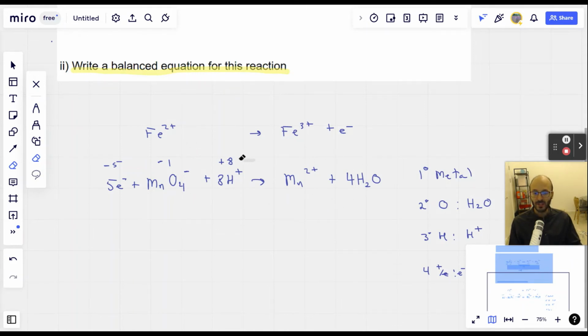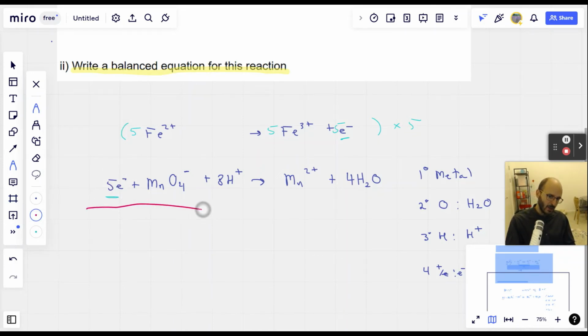Okay, once you've got this, what you have to do is to make sure that you have the same number of electrons on both half equations. Here we have 5. Here we only have 1. So then we multiply the first equation by 5. That's going to give you 5 iron 2, 5 iron 3, 5 electrons. Perfect. So the next step is to add up these two half equations.